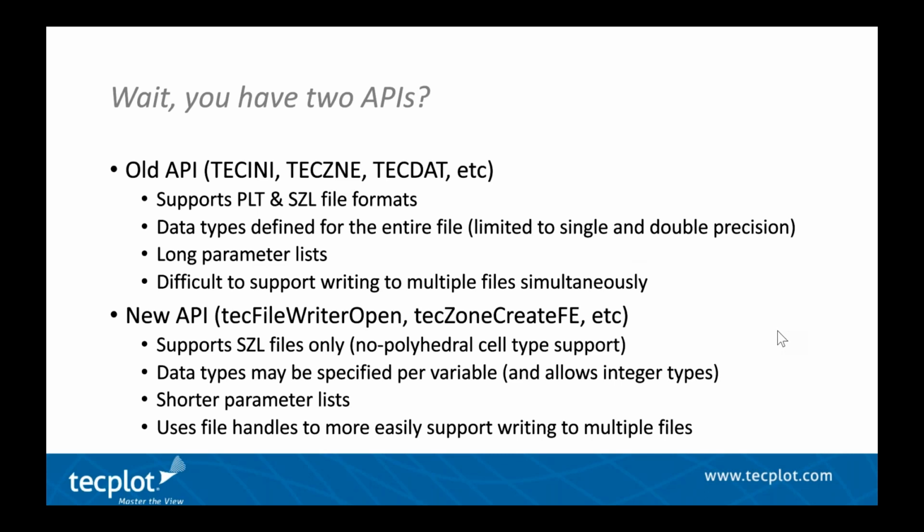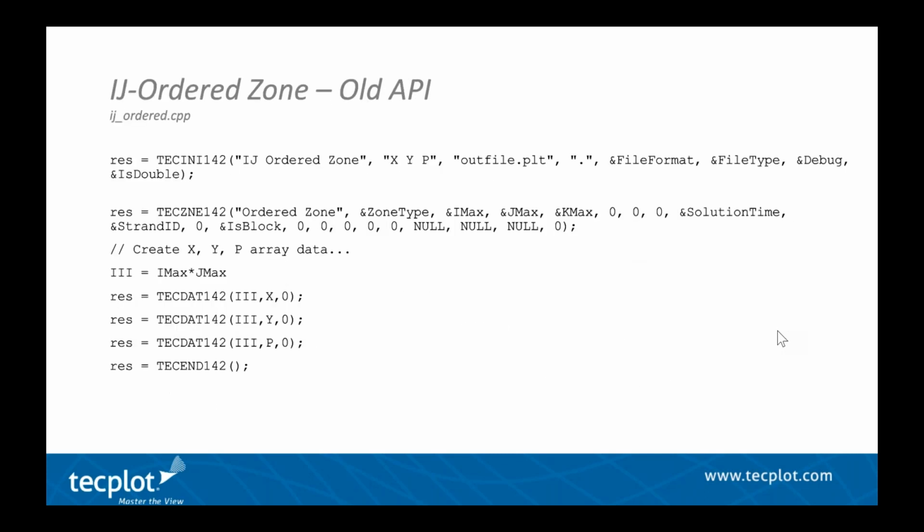Okay, so let's get into a couple of code examples. So this example comes effectively out of that IJ ordered example. So I've taken the liberty of removing a lot of the code that sets up some of these variables and some of the intermediate code, but just to kind of show you the general calling structure of how to create a Tecplot PLT file, in this case, using our old API.